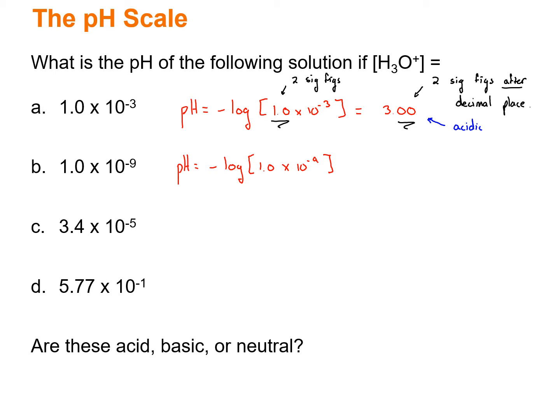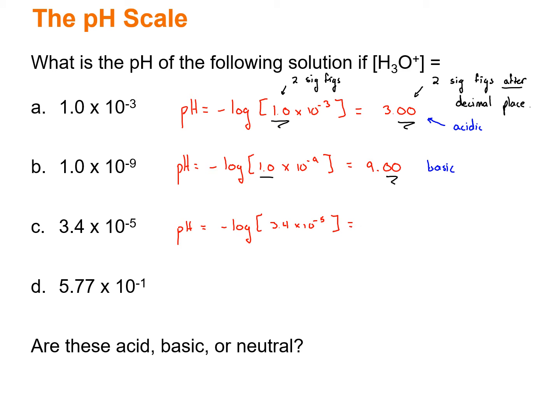We just plug it in the formula, not too complicated. It has 2 sig figs, we end up with 9.00. So we had 2 sig figs in the 1.0. We should have 2 sig figs after the decimal place in the pH. A pH of 9, we should expect, since it's greater than 7, is basic, and that's a basic solution.